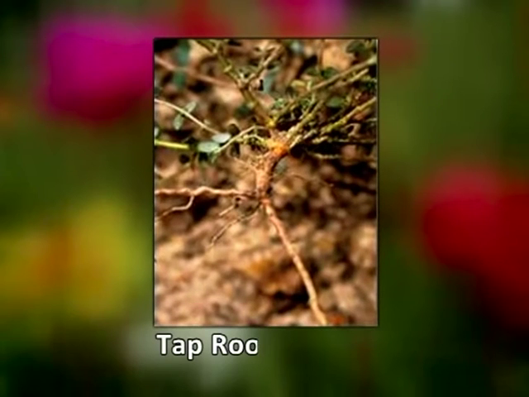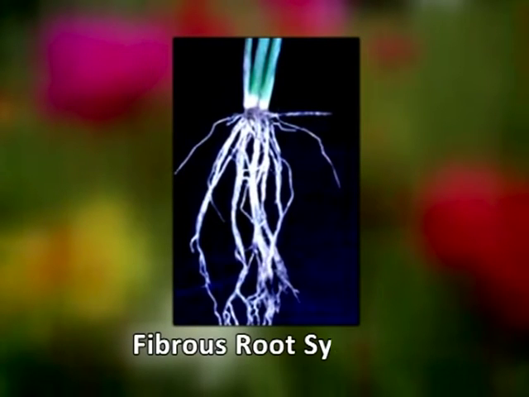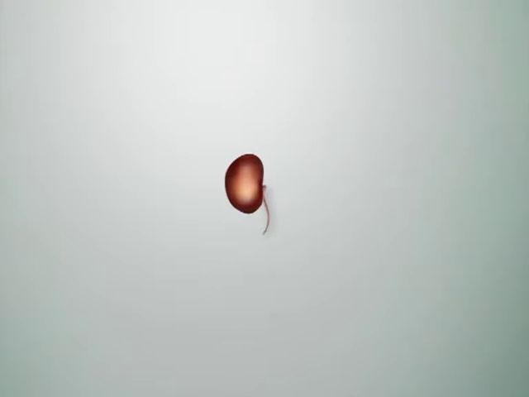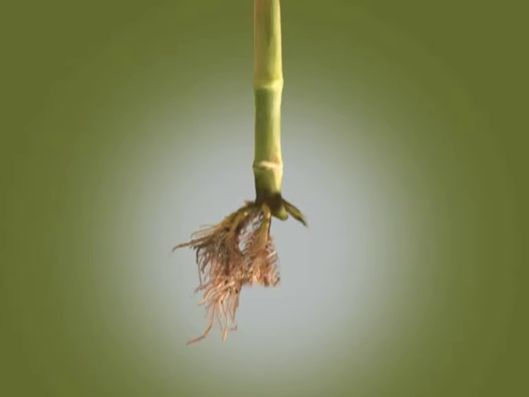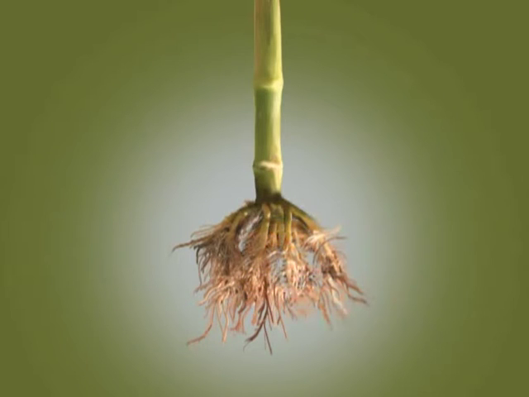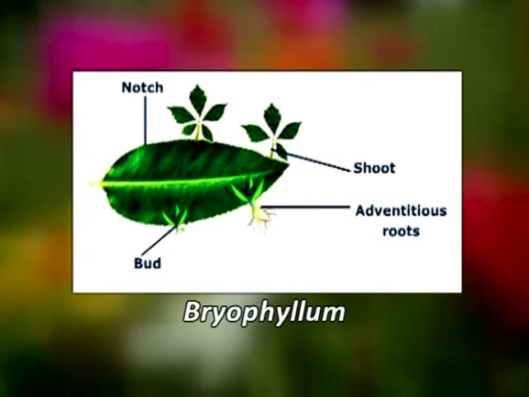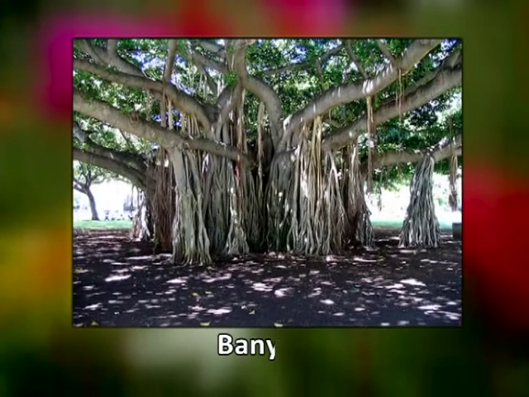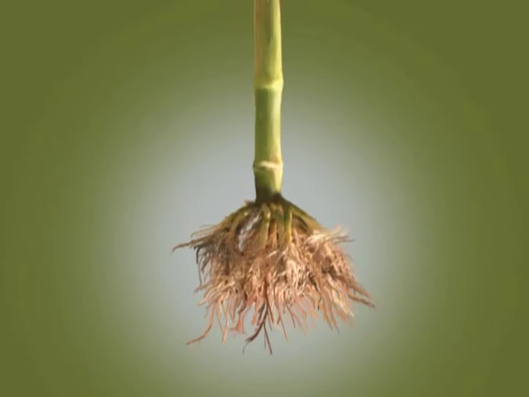And there are two types of root systems: the taproot system as seen in dicots and fibrous root system as seen in monocots. In taproot system, the radicle elongates into the primary root, which grows downwards into the soil and bears smaller roots as its branches. In adventitious root system, the roots develop from any part of the plant body other than the radicle and are called adventitious roots. They may arise from the leaves as in Bryophyllum, from the branches as in banyan, or from the basal nodes as in case of monocots.